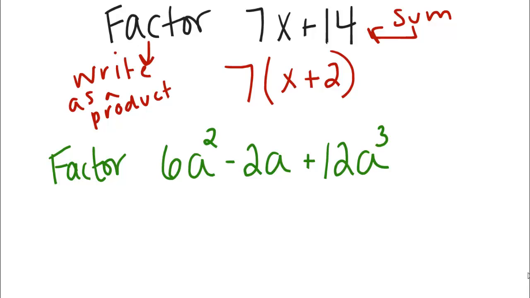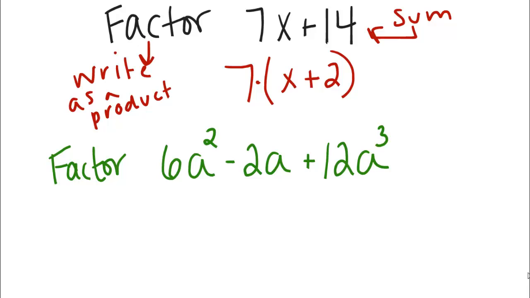When you learned about the distributive property, you would have gone the other direction, multiply 7 times x and then add it to 7 times 2. We're going the other way. We've turned a sum into a product, 7 times this quantity, x plus 2. We call that factoring out the greatest common factor, 7. Look at both of those. That's all we can do there.